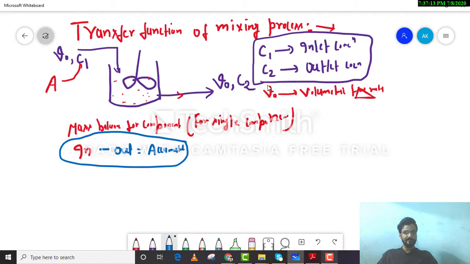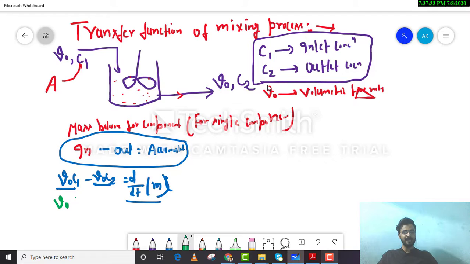Also, here you can write V naught C1 minus V naught C2 equals d upon dt of m. Here this is a mass flow rate, and here this is also a mass flow rate. I think up to this point it is all clear now. My dear students, if you take V naught common, then you will get V naught into C1 minus C2 equals d upon dt of m.